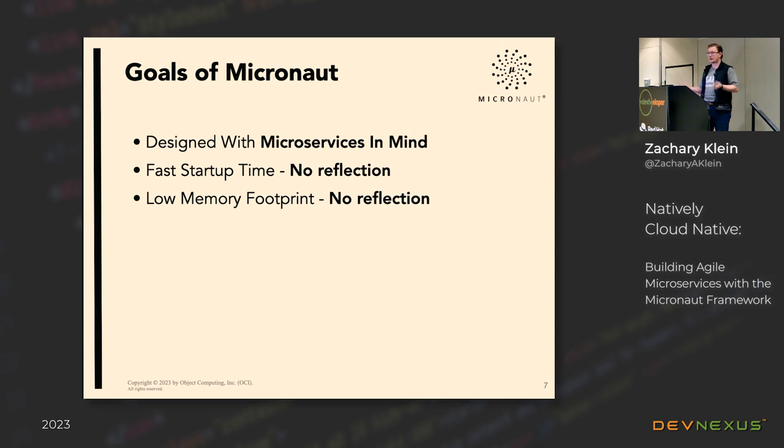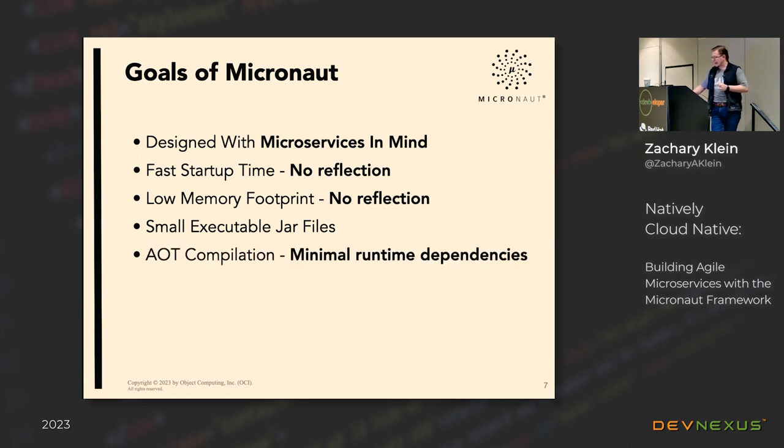Both of these are largely accomplished by avoiding Java reflection, which I'll talk about a little bit later on. The executable jar file is very small, and again, we'll talk about this more in a little bit, but Micronaut uses ahead of time compilation, so it minimizes how much Micronaut is actually part of your runtime. So you have a very small runtime, very small jar file. Most of the interesting stuff that the framework has to do is done through ahead of time compilation when you're building your application rather than when you're running it.